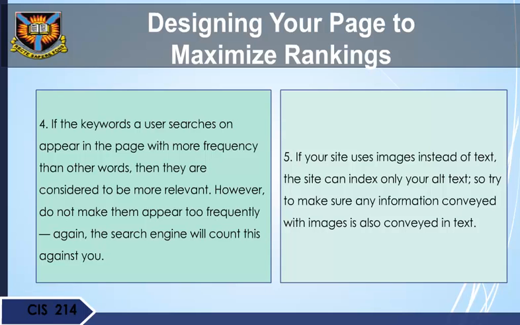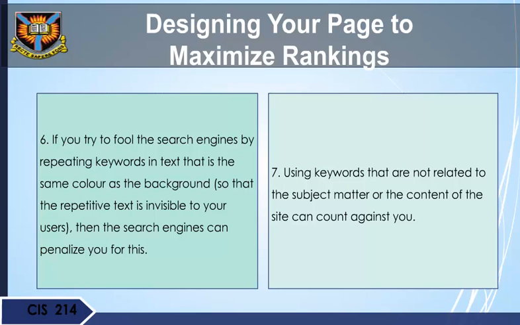5. If your site uses images instead of text, the site can index only your alt text, so try to make sure any information conveyed with images is also conveyed in text. 6. If you try to fool the search engines by repeating keywords in text that is the same color as the background so that the repetitive text is invisible to your users, then the search engines can penalize you for this.